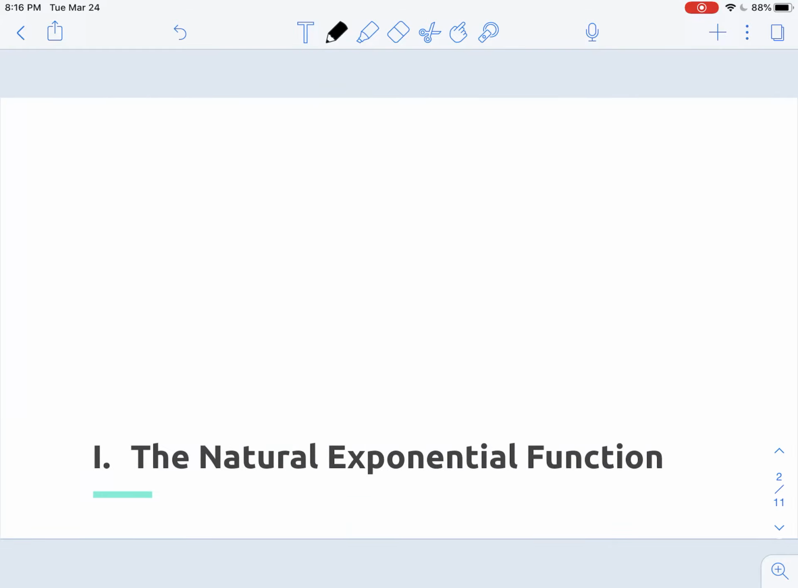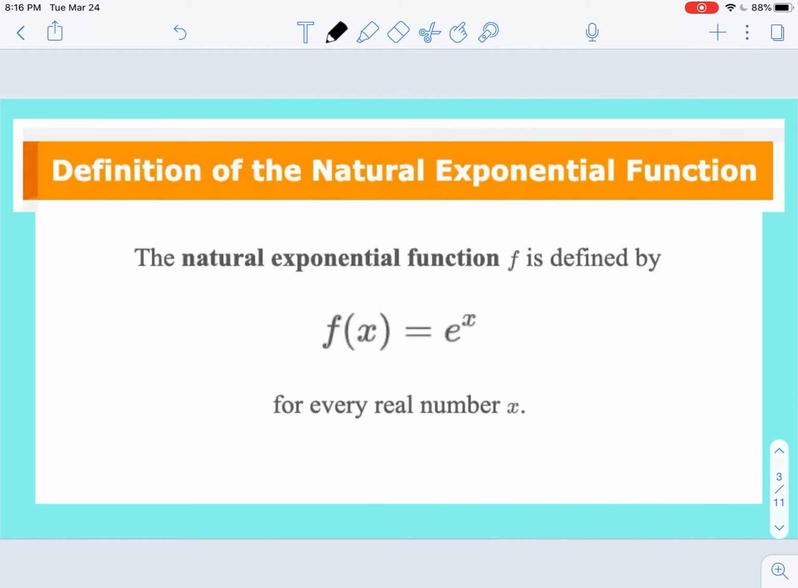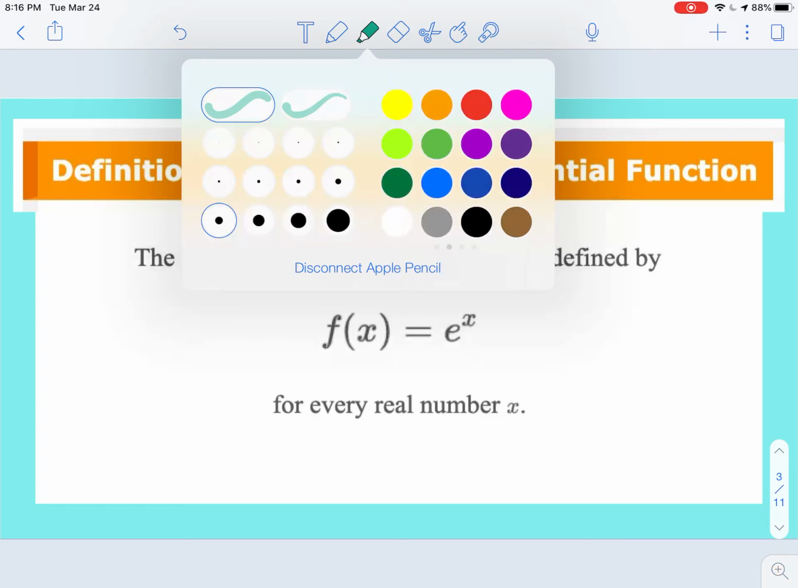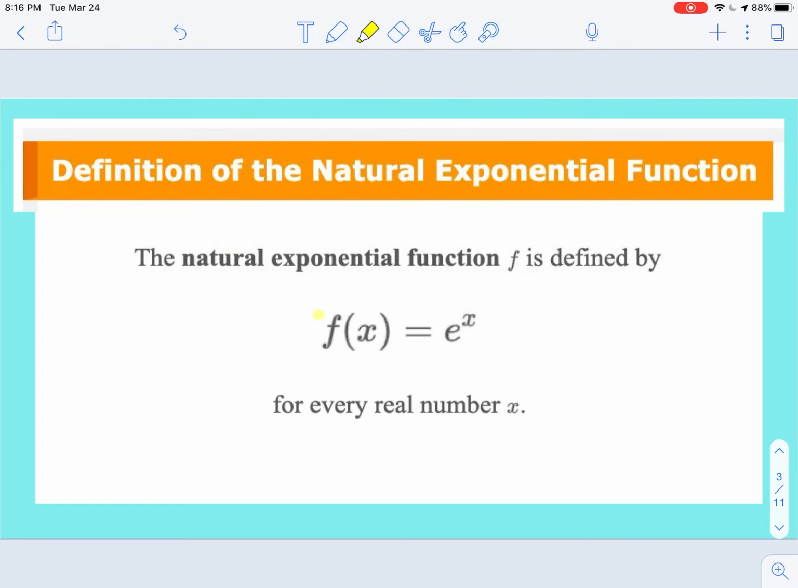All right, so the natural exponential function. The definition of the natural exponential function is as follows. It is a function defined by f of x equals e to the x, and this is true for every real number x. You might also see that written as x is an element of the real numbers. Okay, same thing.